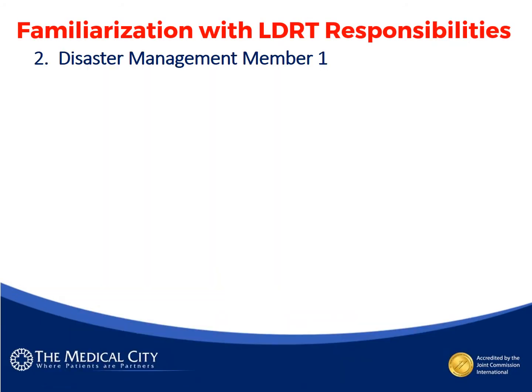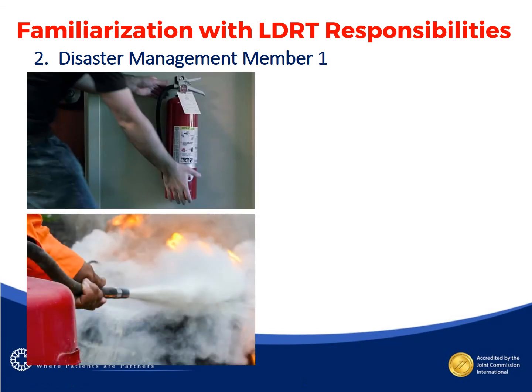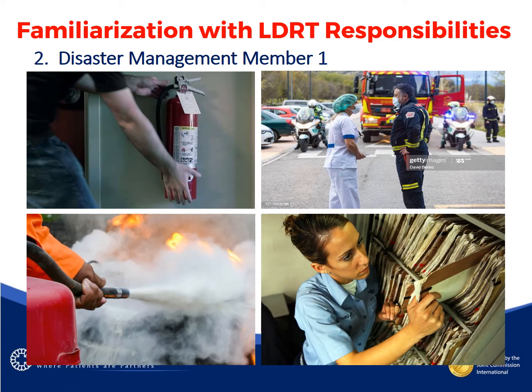Next member is the Disaster Management Member 1. He is responsible for getting the nearest fire extinguisher and going to the affected area to determine origin of fire. Initially puts off the fire using the fire extinguisher. Upon arrival of LDRT communicator team captain, informs of assessment of fire. Upon arrival of GDRT fire brigade group, assists in firefighting and, if fire brigade team is complete, goes to station and collects patient charts for evacuation.